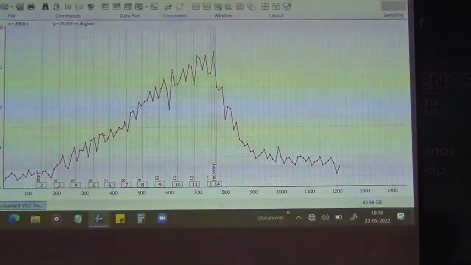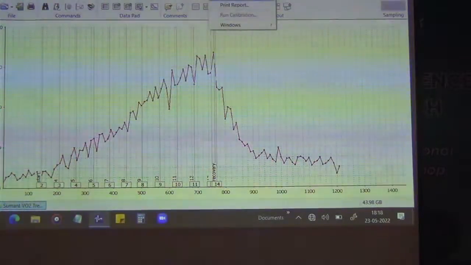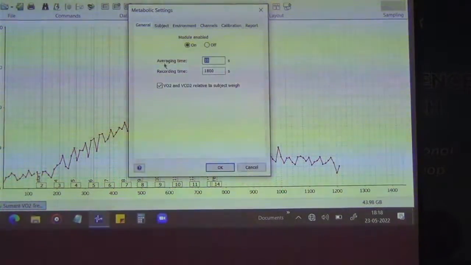This is set for about a 10 second interval. You can change that if you require. Just go to settings. If you want a very smooth graph, you can increase your averaging time, say to 30 seconds, for example.